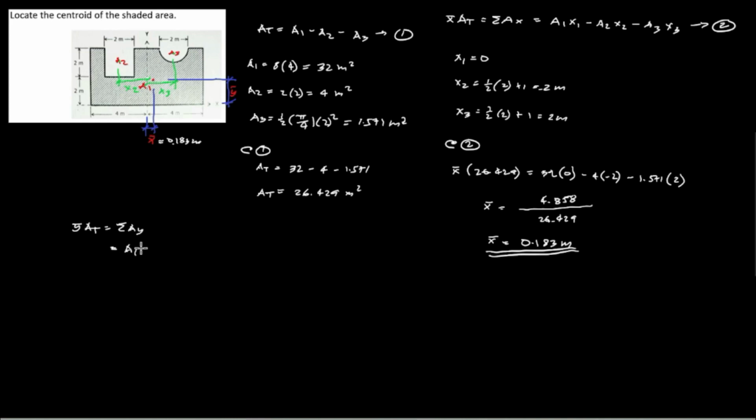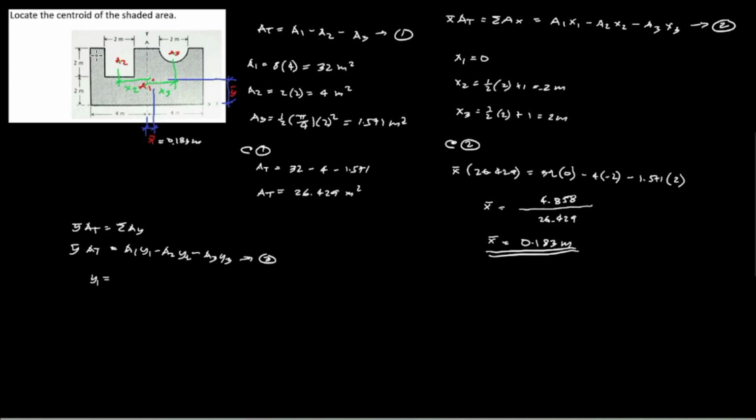Area 1 times y1 minus area 2 times y2 minus area 3 times y3, and this is y prime area 3, and equation number 3. We will find the value for y1.